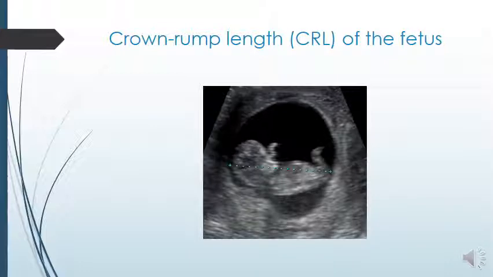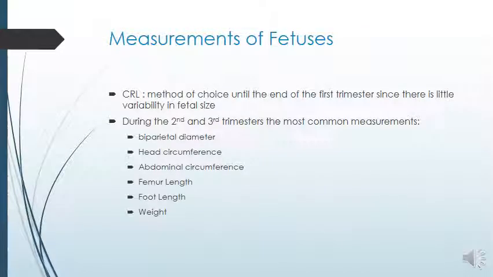Please look at this ultrasound image showing you how the crown to rump length of a fetus is measured. In looking at how to measure fetuses, CRL is the method of choice until the end of the first trimester, since there's little variability in fetal size during this time period.